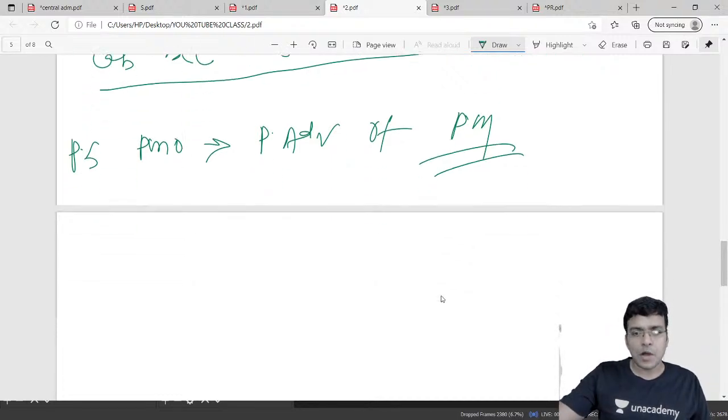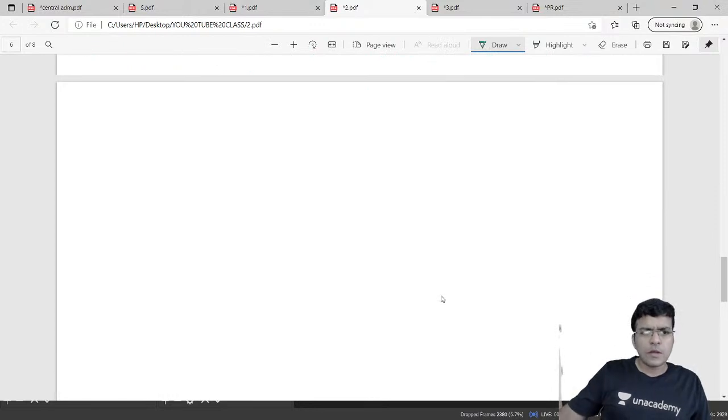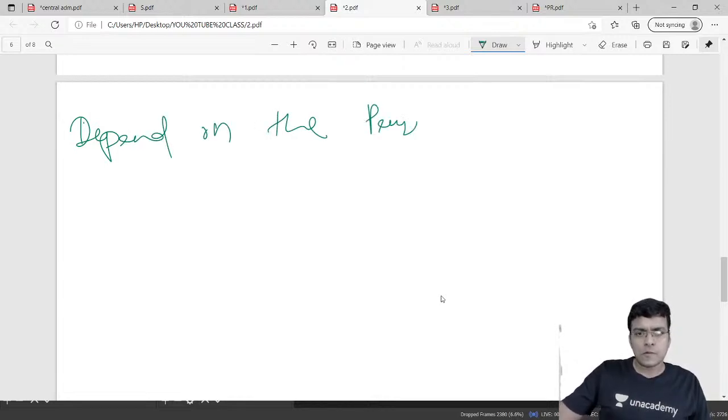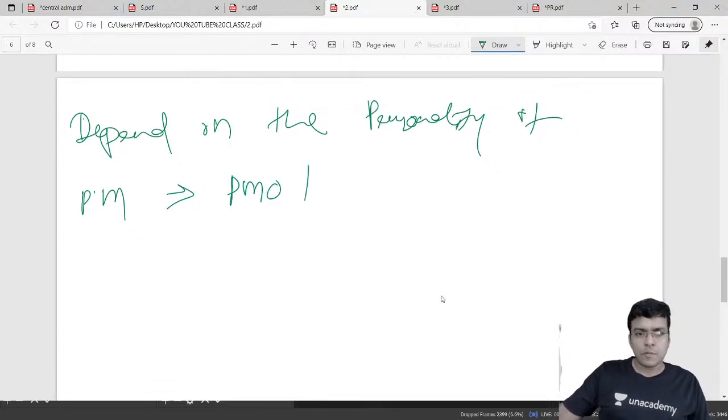Okay, now you can write that it depends on the personality of the PM whether the PMO becomes more powerful or less powerful. All depends upon the personality and charisma of the PM, whether it can become powerful or not.